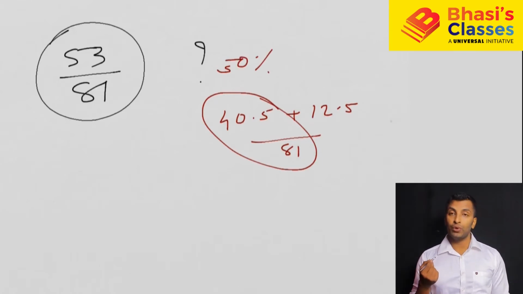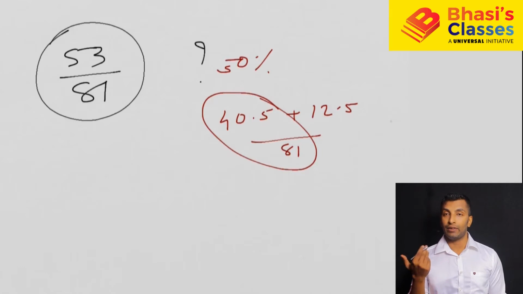So when doing this, you understood that it's actually greater than 50%. Otherwise, anyway it is more than half, so this is more than 50%. Now what we need to do is see the 12.5 which is left out in the numerator.